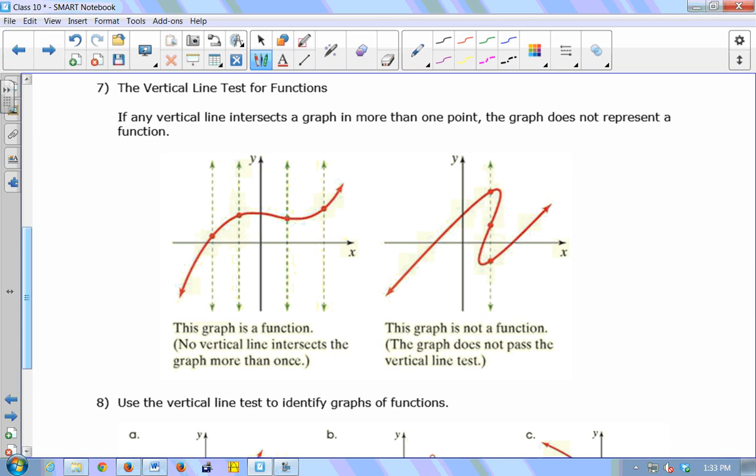So this first example on the left is a function. I draw a bunch of vertical lines, or you can think of sweeping a vertical line from left to right through the graph. It never touches the graph more than once, so this is a function. But this one on the right is not a function, because I can draw a vertical line that touches in more than one place. Okay, here, here, and here.